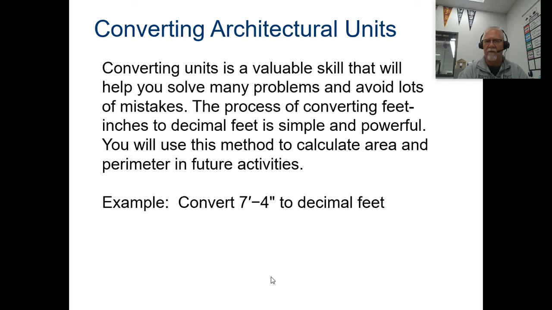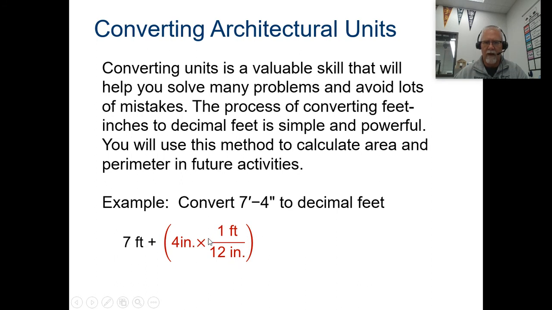So the process of converting feet and inches to decimal feet is simple and powerful. You'll use this method to calculate area and perimeter in future activities. And these are important math skills that we can apply to architecture. So our example, if we want to convert 7 feet 4 inches to decimal feet, we would just say 7 feet. Okay, we want to go to decimal feet. Do we have to convert our 7? No, because that's already in feet, correct? Okay, so 7 feet, but we have to convert the inches to decimal feet.